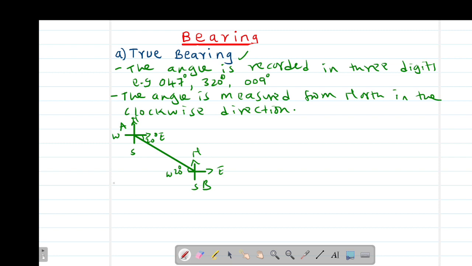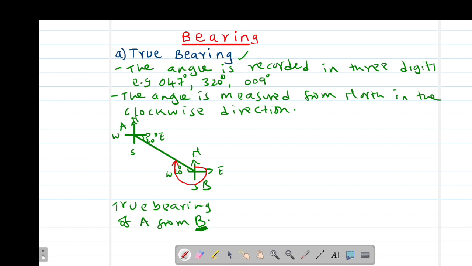So for example, if the question asks you to state the true bearing of A from B, you are going to be at point B. So you measure the angle from the point where you are told from. So we are going to measure the angle from our point B. Remember we've said we record the angle in 3 digits, and the angle is measured from the north in the clockwise direction. So this is the angle that is required.